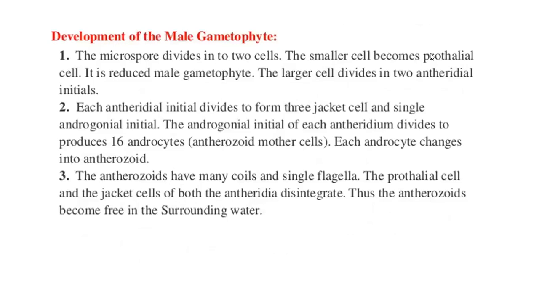So here you can see a smaller prothalial cell, which will gradually reduce. The larger one divides into two antheridial cells. This antheridial initial will form a three-layered jacket cell and a single androgonial initial. This androgonial initial of each antheridium divides and produces 16 anthrozoid mother cells. Each anthrozoid mother cell will transform into anthrozoids, the male gamete, which are helicoiled and have a single flagellum.